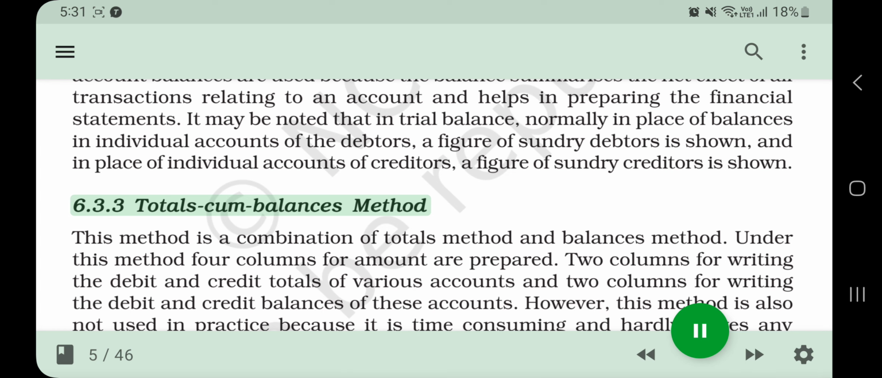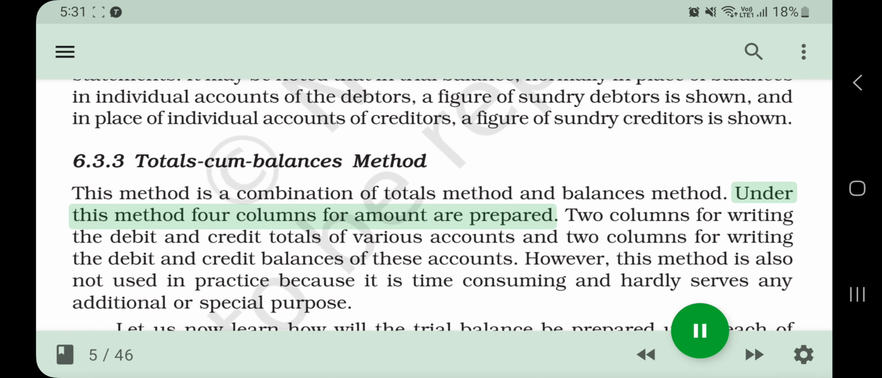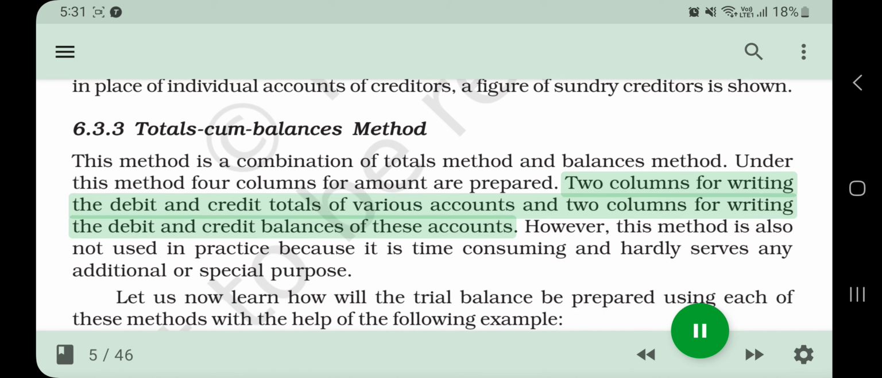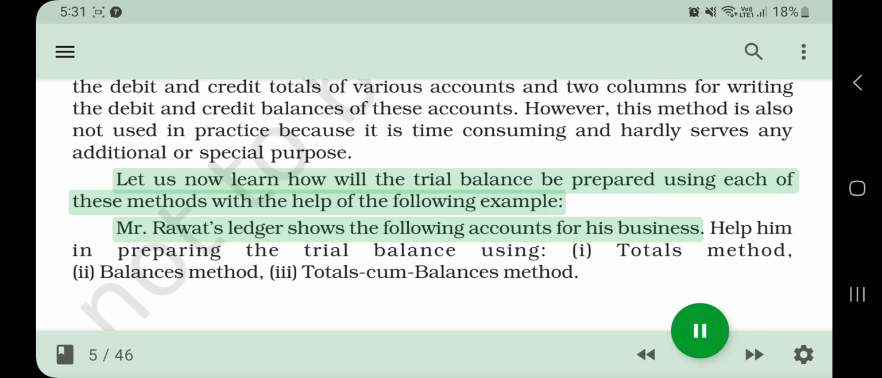6.3.3 Totals cum balances method. This method is a combination of totals method and balances method. Under this method, 4 columns for amount are prepared: 2 columns for writing the debit and credit totals of various accounts and 2 columns for writing the debit and credit balances of these accounts. However, this method is also not used in practice because it is time-consuming and hardly serves any additional or special purpose.